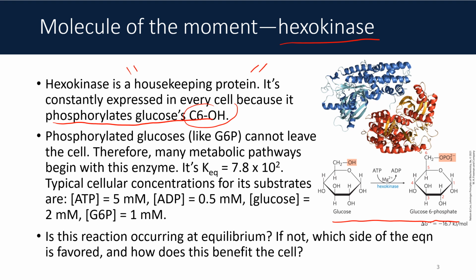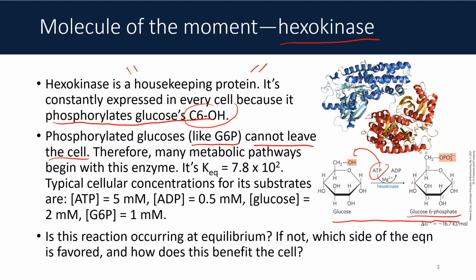Hexokinase will take an equivalent of ATP and it will transfer a phosphate group from that ATP donor to this hydroxyl highlighted in red, yielding us glucose 6-phosphate, also known as G6P. And one of the reasons why hexokinase is a housekeeping protein is that G6P is locked into the cell. It cannot leave, which is good. Therefore, many metabolic pathways, not just glycolysis, begin with this enzyme.